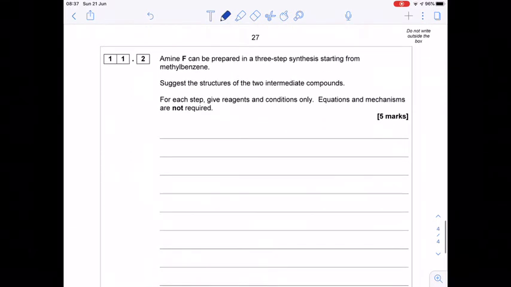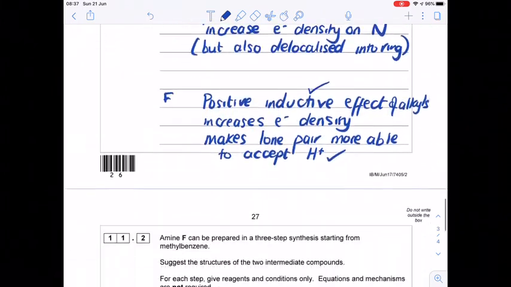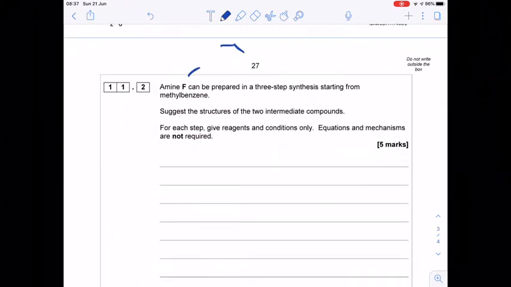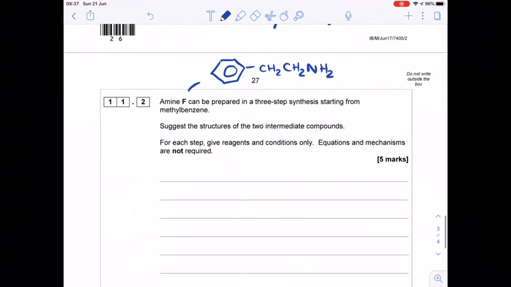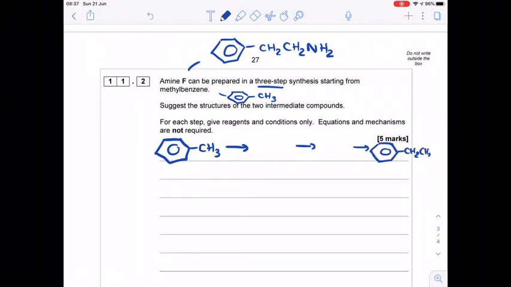The second part of this exam question looks then at synthesizing amine F. So we just go back and remind ourselves which one amine F is, which is the one with an ethyl group. So amine F was the one where we had a CH2, CH2, and then the NH2. Let's just double check that. Yeah, on our benzene ring. And it wants us to do it in 3 steps, starting from methyl benzene, which looks like this. So we need to think, we want to start there with the methyl group, and we want to go 1, 2, 3, and end up with our structure over there. So how are we going to do that?